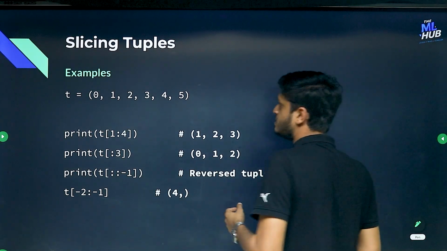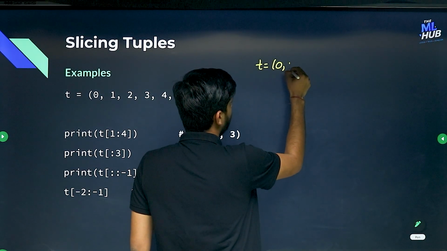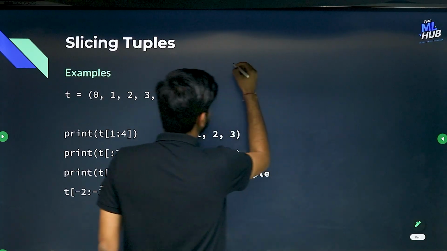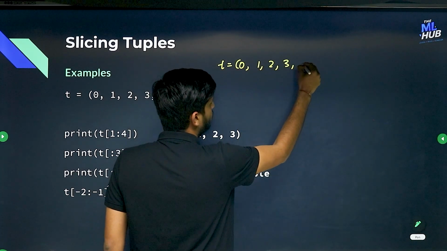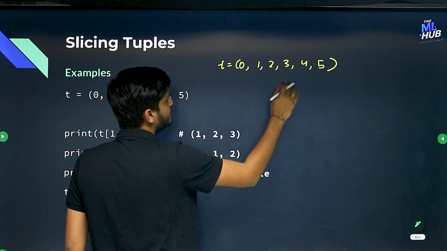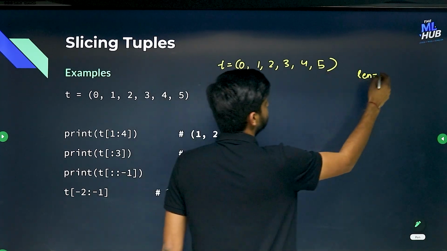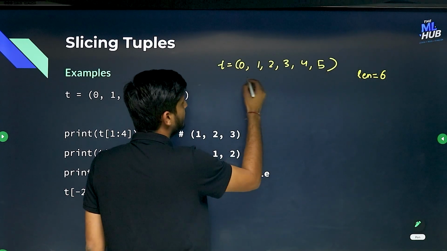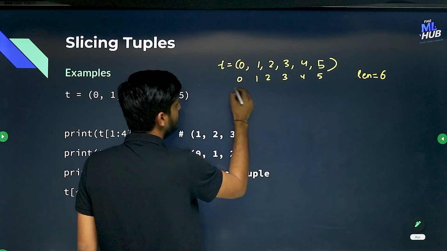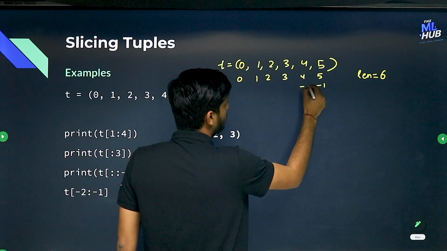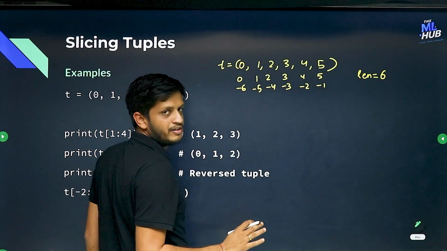So here we have a tuple 0, 1, 2, 3, 4 and 5. So the positive indices, the length of this tuple is what? How many elements are there? 1, 2, 3, 4, 5, 6. 6 elements are there. So length is 6 and the positive indices will be 0, 1, 2, 3, 4, 5. These will be the positive indices and the negative indices will be -1, -2, -3, -4, -5 and -6. These are positive and negative indices.